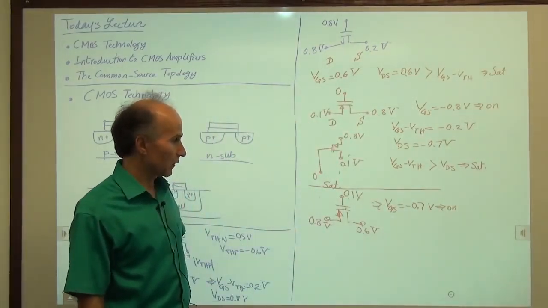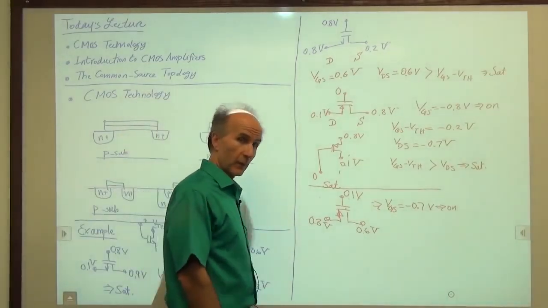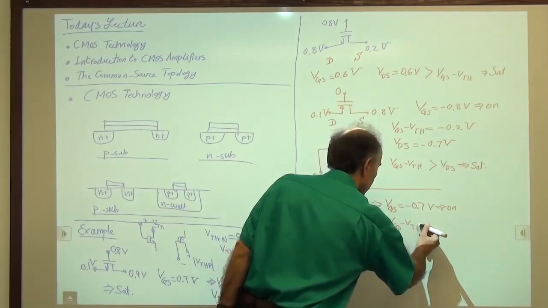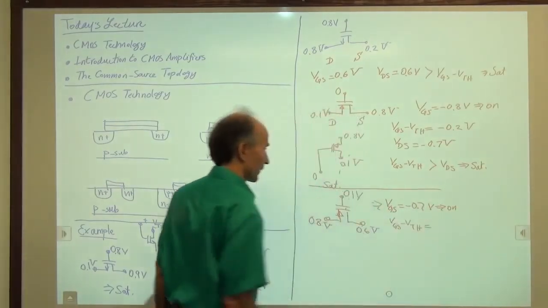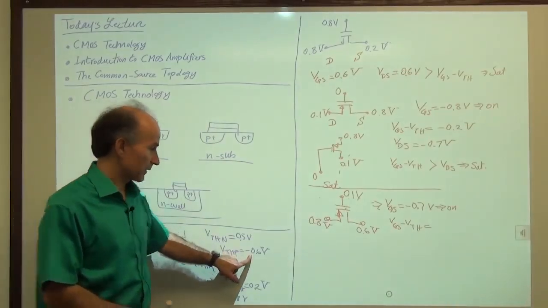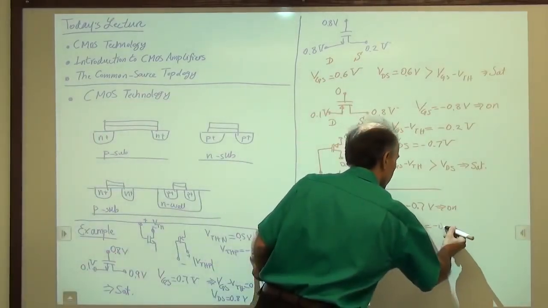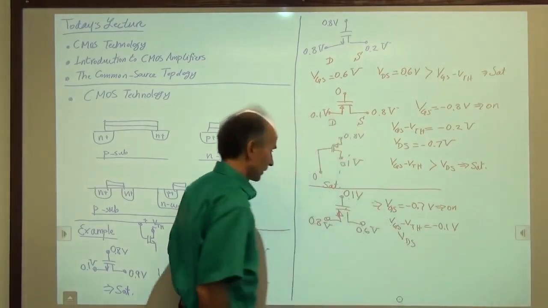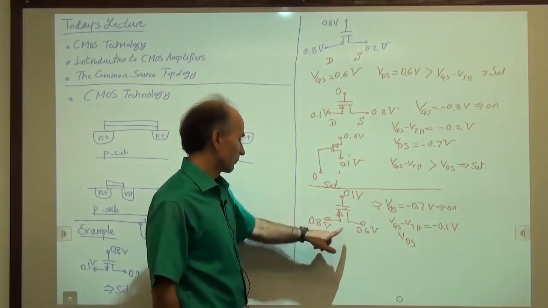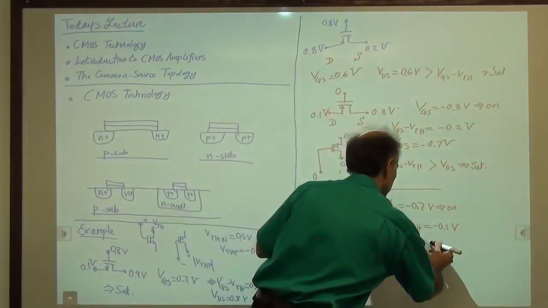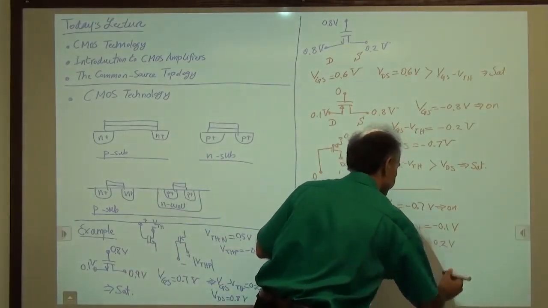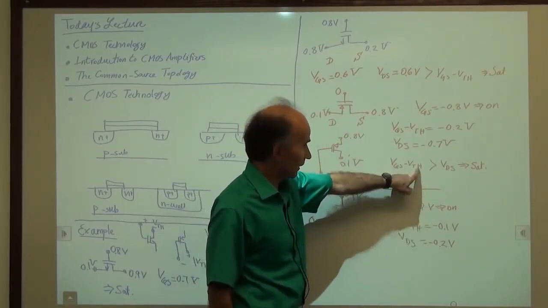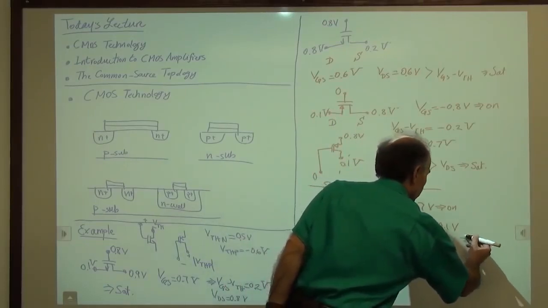All right, so let's calculate the overdrive voltage if you want to just stay with equations. VGS minus VTH is equal to minus 0.7 plus 0.6, so that's minus 0.1 volt. And VDS is equal to minus 0.2 volts. Because VGS minus VTH is greater than VDS, like before, we would expect that this is saturation.